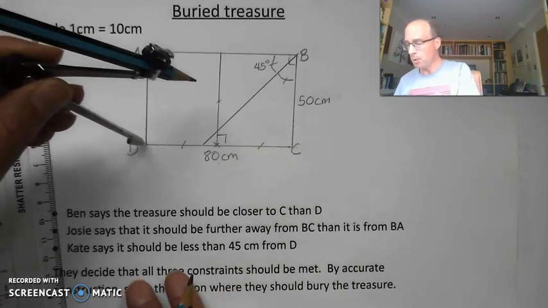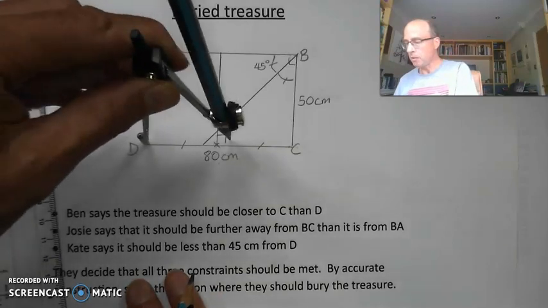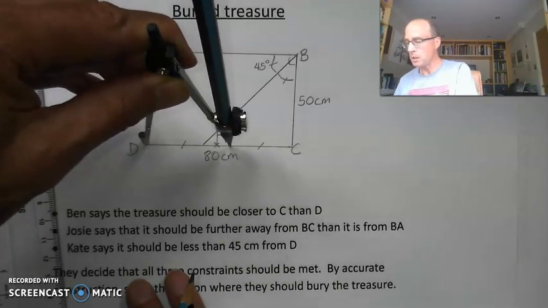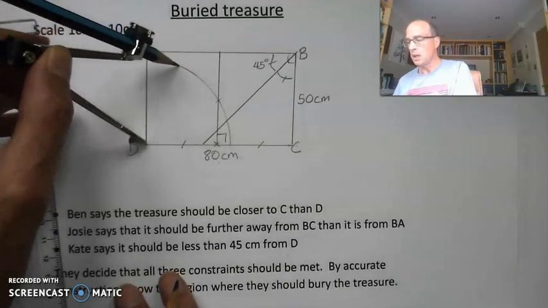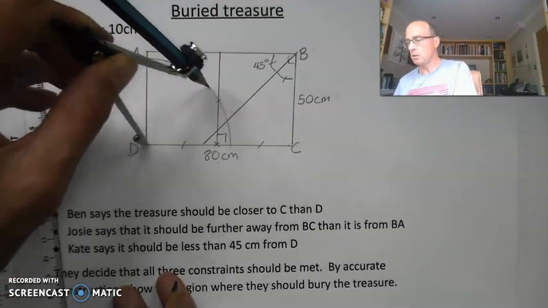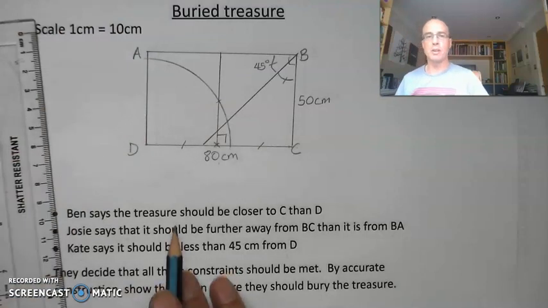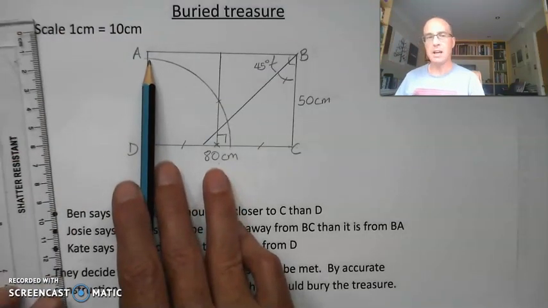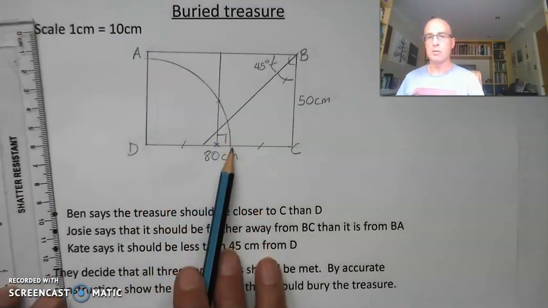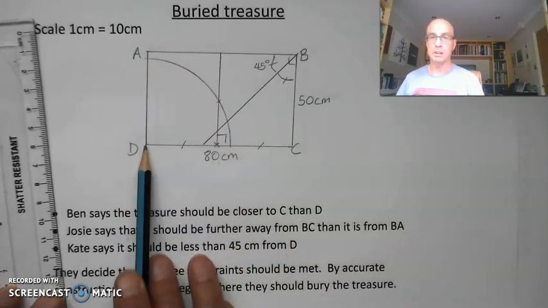So I'm going to put my compass on D. I've got this set at 4.5 centimetres, and if I draw an arc, all of those points on that arc are exactly 4.5 centimetres away from D. So that was actually an accurate construction rather than a sketch.